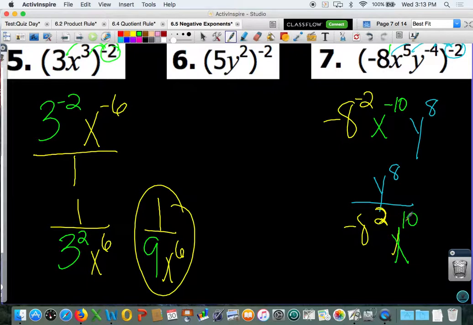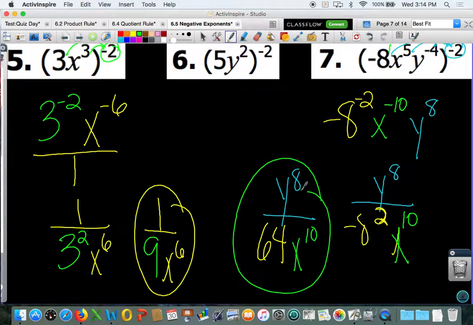But again, I cannot leave it like that. So I've got y to the 8. I've got 64, because negative 8 times negative 8 is 64, and x to the 10th power. That's my final answer.